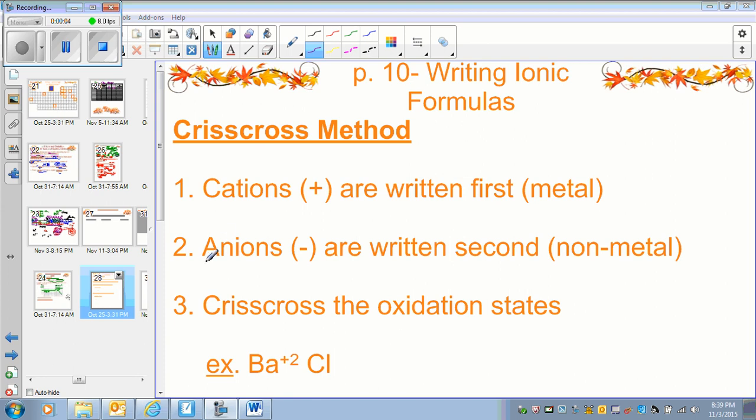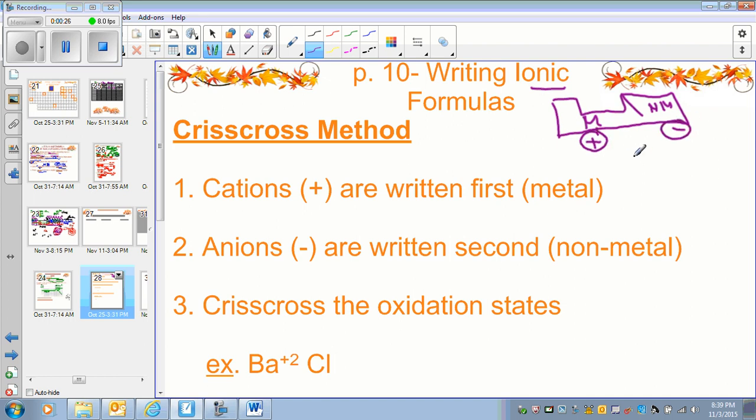All right, everybody. In this video, we'll talk about writing ionic compound formulas. Compounds are formed between metals and non-metals. Somebody from the metals and somebody from the non-metals. That makes an ionic compound. So that means I have some positive ions from here and the negative ions from here.